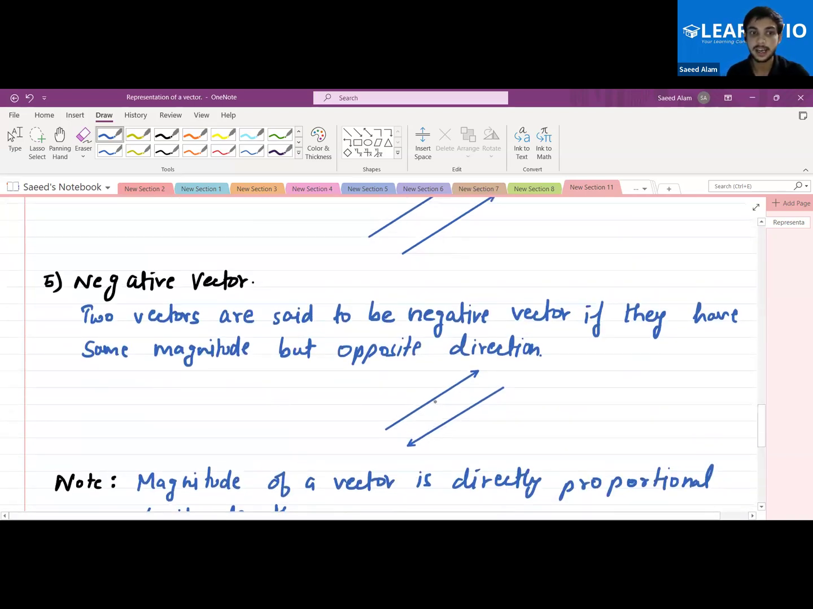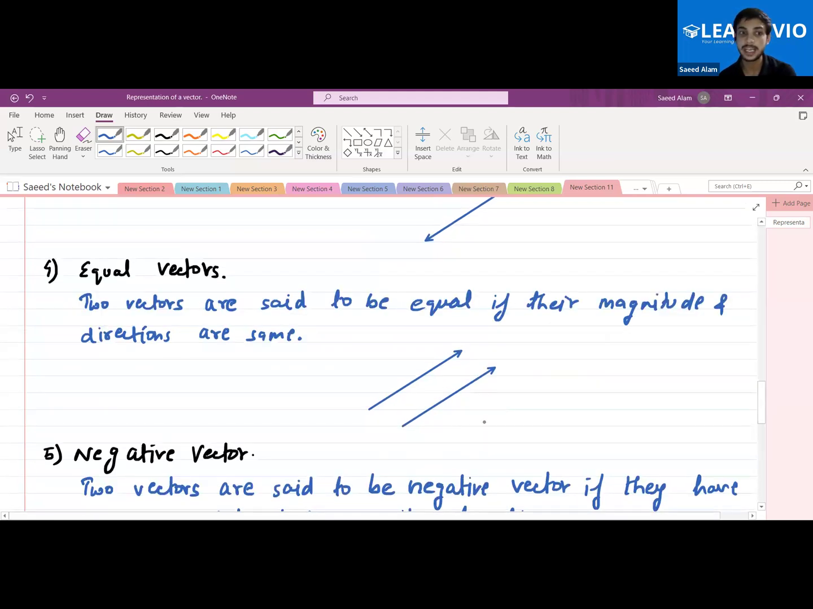For example, what if I say this to be A, I'll say that this is minus of A because it is pointing in the opposite direction. And that's why, in that particular discussion of the negative vector, I had just placed the minus sign in front of it. Yes or no? Yes. So negative vector means that we had just placed the minus sign.